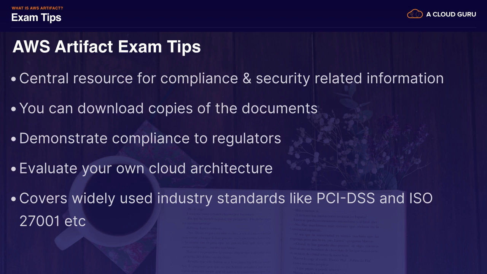So moving on to AWS Artifact. Artifact is a central resource for compliance and security related information. It allows you to download copies of the compliance and security documents, and you can use these documents to demonstrate AWS compliance to various industry standards to your regulators. So it covers widely used standards like PCI DSS, ISO 27001, and it also has details of loads of other standards around pharmaceuticals, healthcare, finance and security, etc. And you can also use these documents to evaluate your own cloud architecture and internal processes.